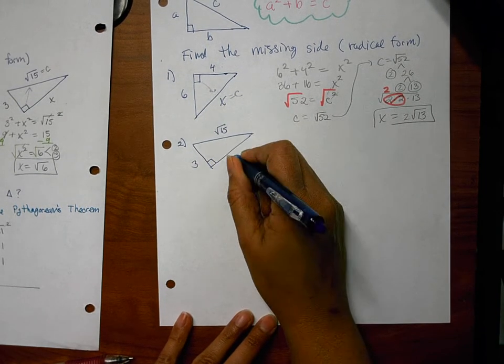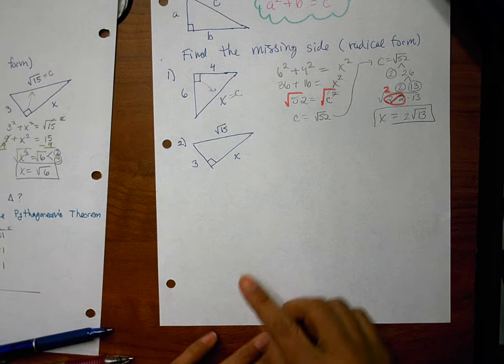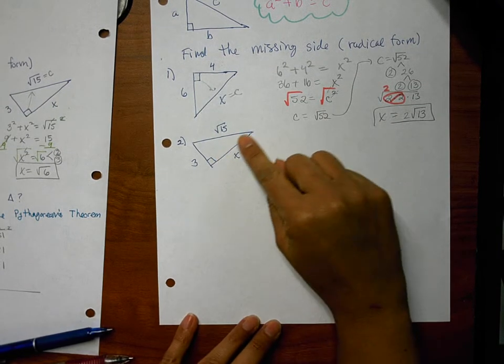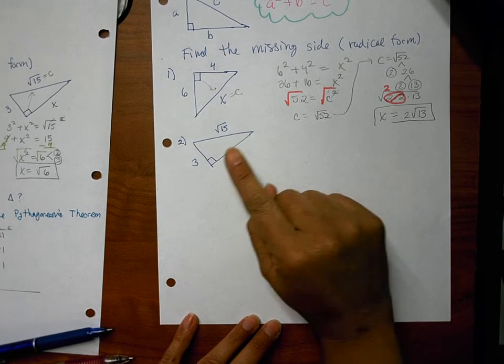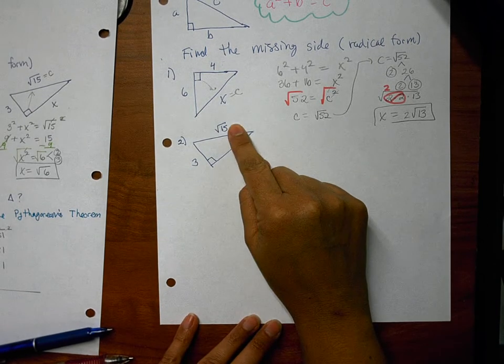Okay, so there's my right triangle. I have 3, root 15, and x. All right, this here is my missing side. What you want to pay attention to is that the missing side is not the hypotenuse.